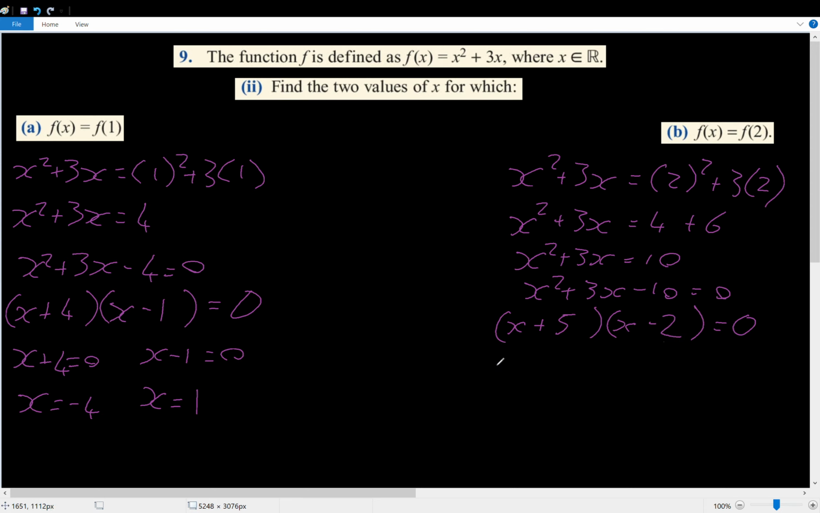And then if we solve them out, we're going to get x plus 5 is equal to 0, and x minus 2 is equal to 0. Which means that x is going to be equal to minus 5, and x is going to be equal to 2. And that is that.